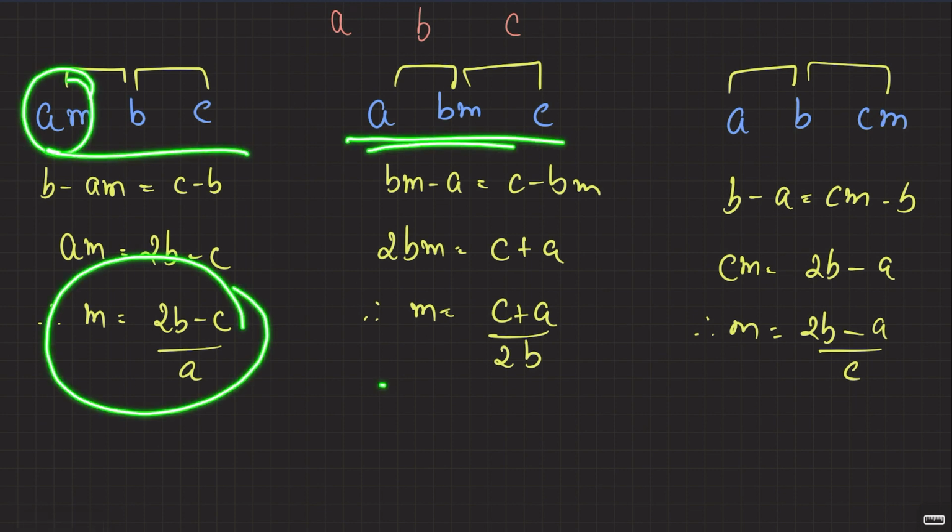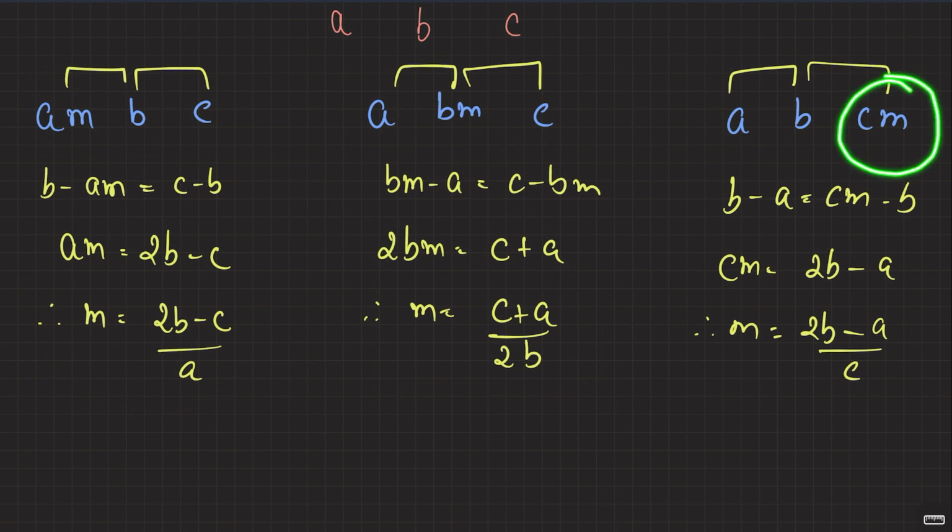If multiplying by B turns the sequence into an AP, then M has to be equal to this. And if multiplying by C turns the sequence into an AP, then M has to be equal to this. So let's keep it very simple. If M can be equal to any one of these, then your answer is yes. Otherwise, it's no, right?